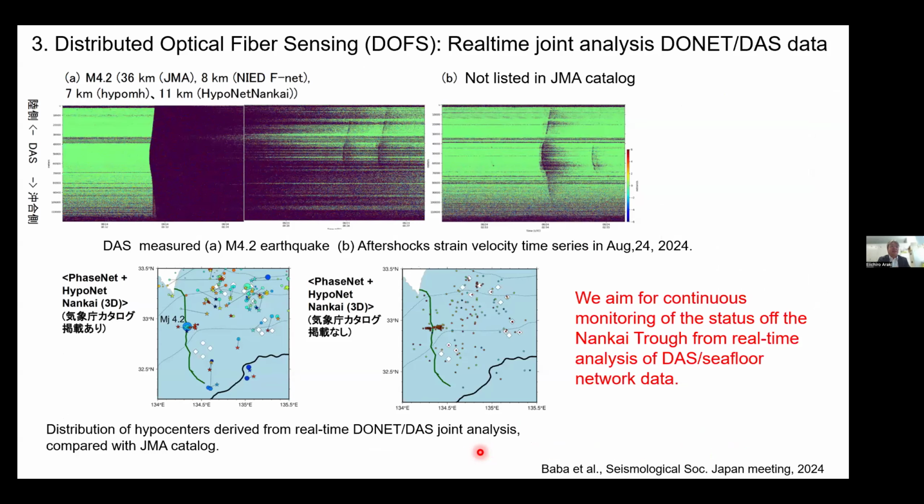Finally, we started development of a system jointly analyzing such seafloor network data from DONET and DAS in real time. Here's an example of the result from the joint real-time analysis system, showing so many aftershocks analyzed. Many of the events were not analyzed by the Japan Meteorological Agency.